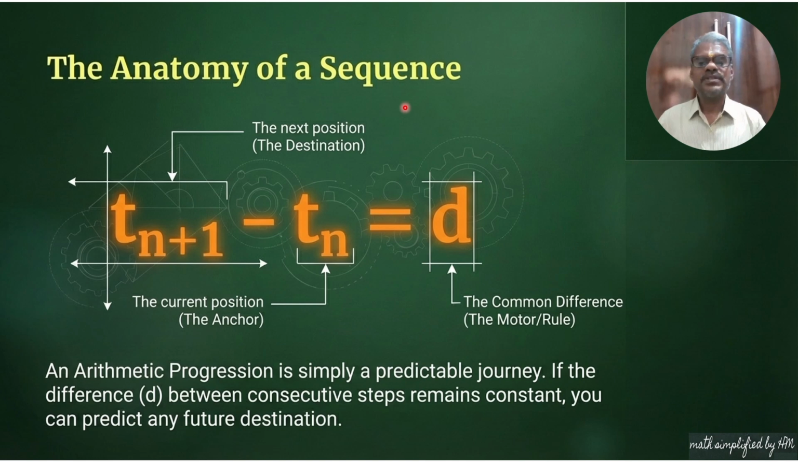The anatomy of a sequence. Tn plus 1 term minus Tn term gives us the constant difference d. The next position, the destination, is Tn plus 1, and the current position, the anchor, is Tn. Then Tn plus 1 minus Tn is equal to d, the common difference, the motor or the rule. An arithmetic progression is simply a predictable journey if the difference d between consecutive steps remains constant. You can predict any future destination.